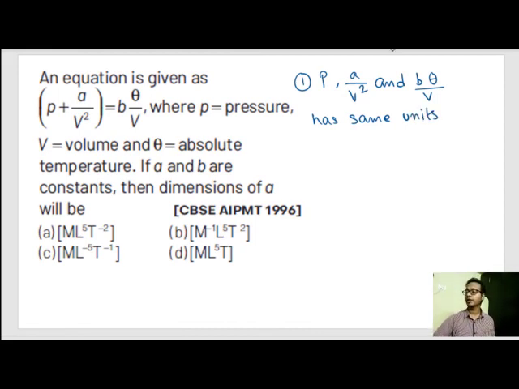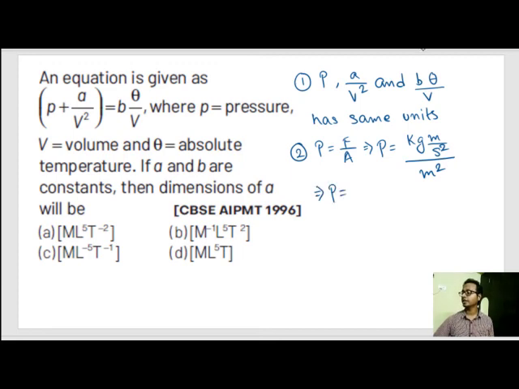Where V is the volume and theta is the absolute temperature. Now, pressure is given as force by area, or pressure is nothing but kg meter per second square. It is the unit of force, and the unit of area is meter square. Or the units of pressure would be kg by meter second square. This is the unit of force. So the unit of A by V square is same as unit of pressure.